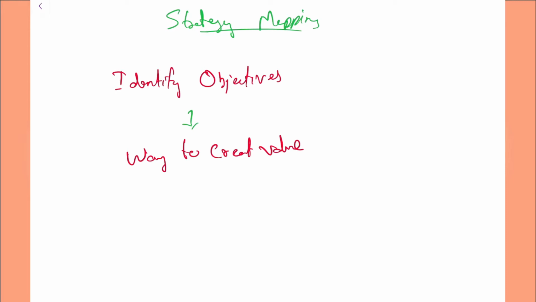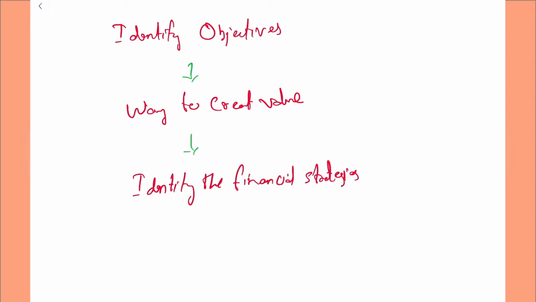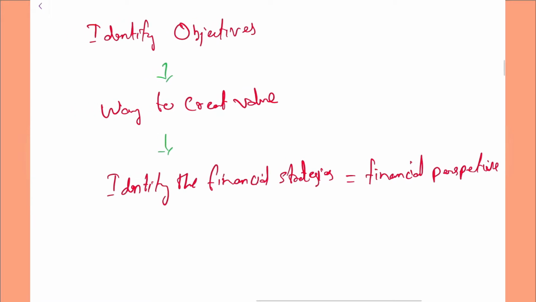Okay, folks? And then what we would do is identify the financial strategies to support this. Okay, folks, and that is when we look into the financial perspective of the balanced scorecard. So we've started implementing the perspectives of the balanced scorecard using the strategy map, isn't it?